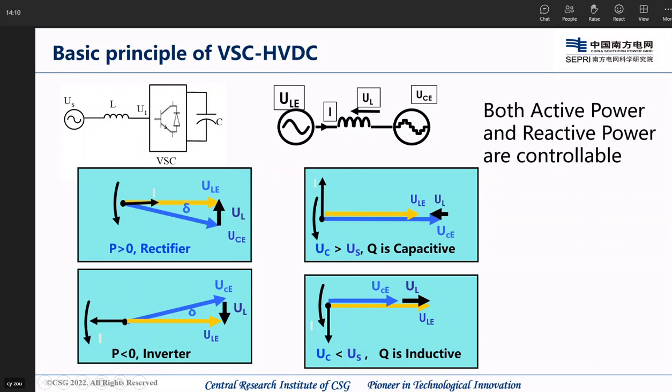For active power, if UCE lags ULE, the converter is working in rectifier mode, otherwise inverter mode. For reactive power, if UCE is bigger than ULE, the HVDC is working in capacitive mode, otherwise inductive mode. You can see that both the active power and the reactive power are controlled and they are decoupled. You can control active power and reactive power as you wish.